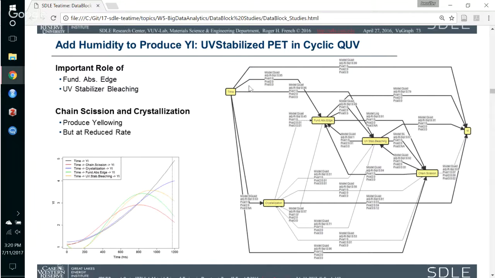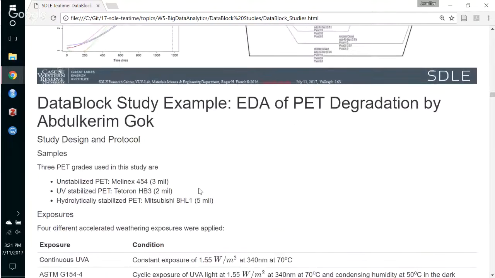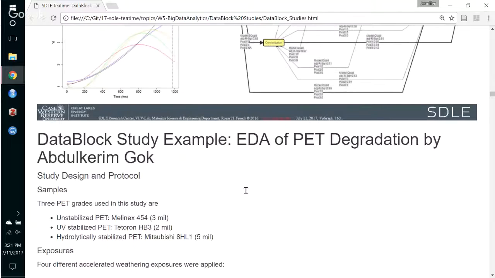And the way this is built is that there's a model for each pair of variables. And that model has an associated adjusted R-squared, which also is represented by the thickness or darkness of the line. And so we're able to see that chain scission and crystallization are producing this yellowness in the PET. And so that's just kind of a basic idea of how those work. So this was taken from this study of PET degradation by a former student in our group named Abdul. And so this is his exploratory data analysis of his DataBlock study on PET degradation.